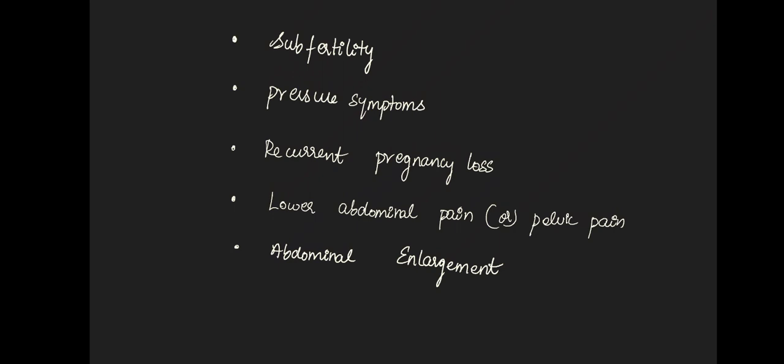The other symptoms include subfertility and pressure symptoms due to compression on urinary bladder or rectum, and there can also be recurrent pregnancy loss, lower abdominal pain or pelvic pain, and abdominal enlargement.